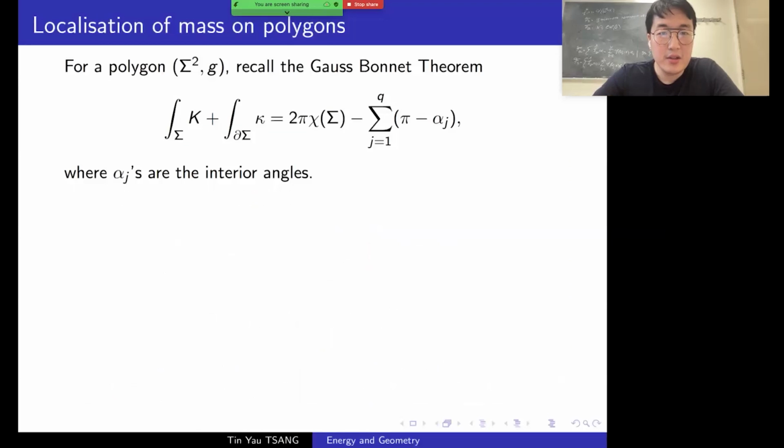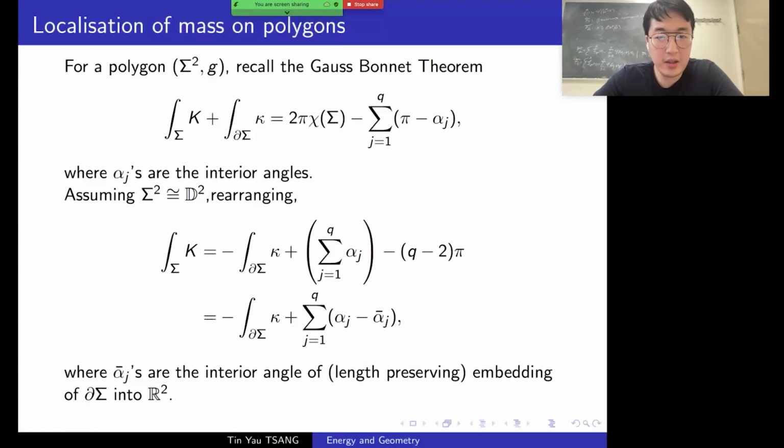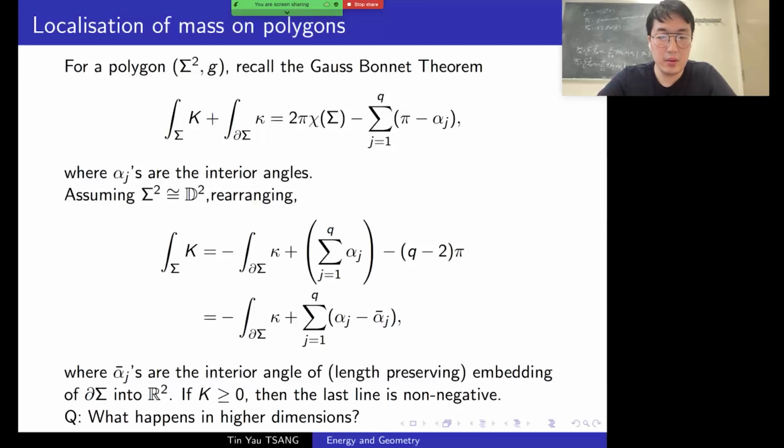Okay. So for polygons, we recall the Gauss-Bonnet theorem. After rearranging, and just say for simplicity the Euler characteristic is one, we can tell that the integral of Gauss curvature equals the negative of the integral of geodesic curvature and the angle difference, where alpha bar j means the angle with respect to the Euclidean metric. So again, the same question: what happens in high dimensions?